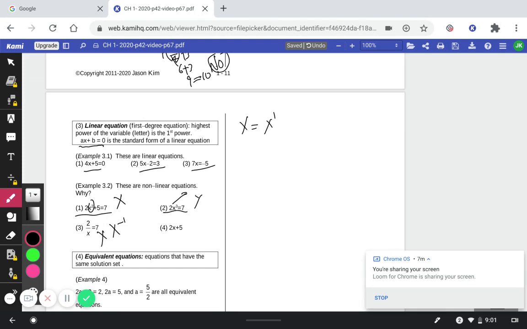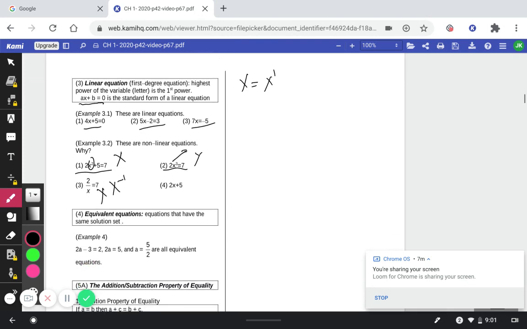Yes, your guessing is right. It is a linear expression. This is not a linear equation because you don't have an equal sign. It is linear because you have a 2x, which means x to the 1 power. But this is not an equation because you don't have an equal sign. So it's an expression. Okay?